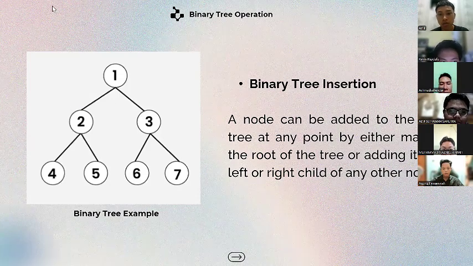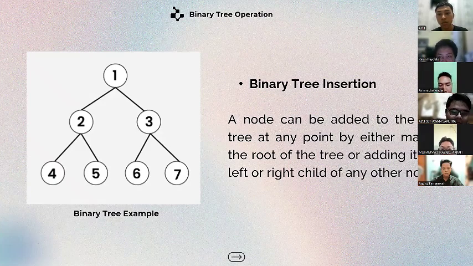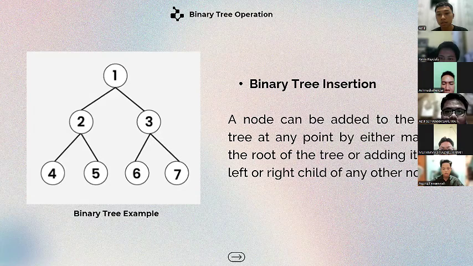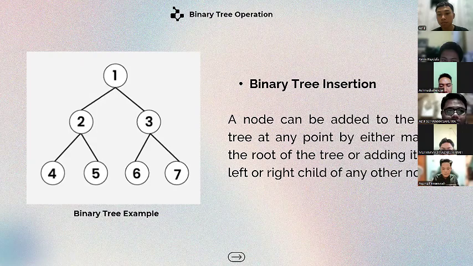Next. Binary tree insertion. A node can be added to the binary tree at any point by either making it the root of the tree or adding it as the left or right child for any other node.